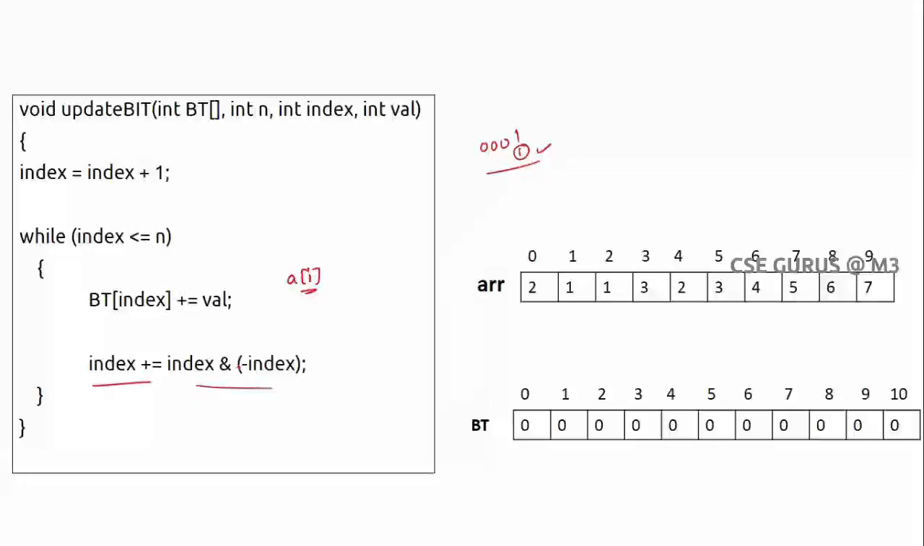So index plus equals index AND minus index, with a logical AND operator, or else you can write index equals index minus 1; this also works, and you can try either one. Suppose I have 0 0 1 0, what is the last set bit value? 1, here in the 2 position. How to get this one? You can apply this directly and you will get that answer.